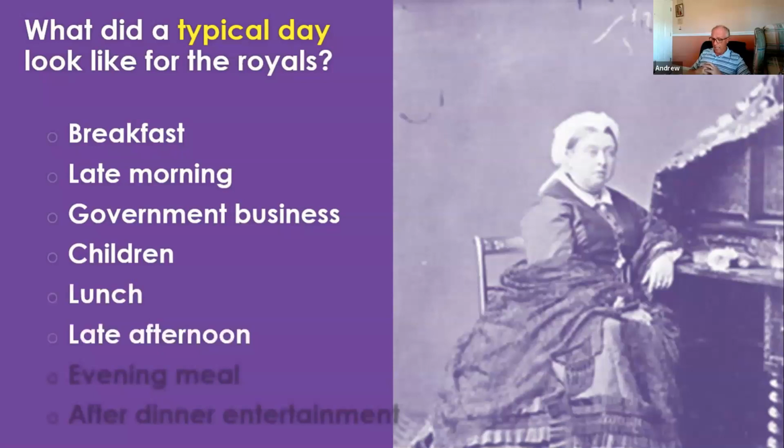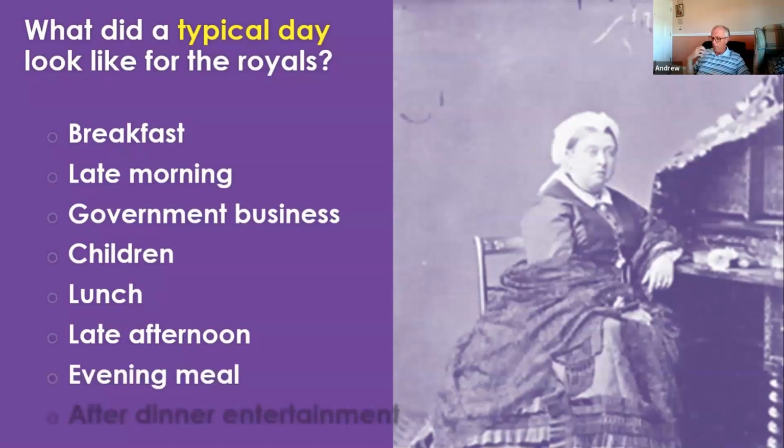And then there'll be some more government work. So back to those dispatch boxes. And this is Albert that does this routine. A couple of hours in the morning to work on government work, a couple of hours in the afternoon. At 5 p.m. she always liked to go out for a carriage ride.